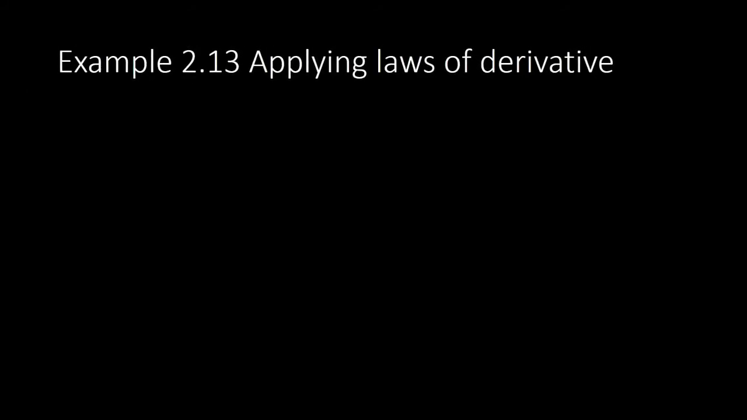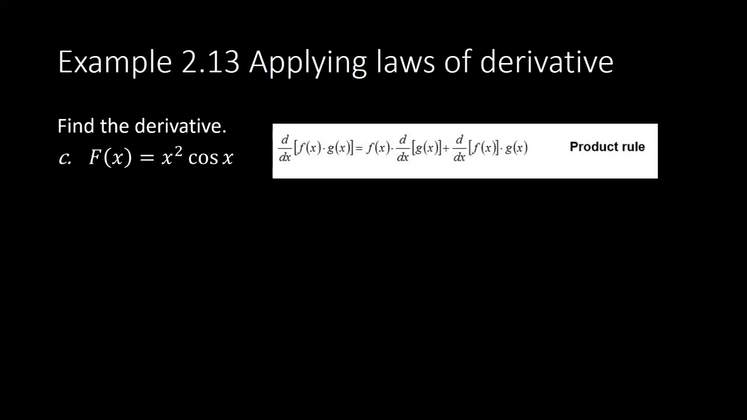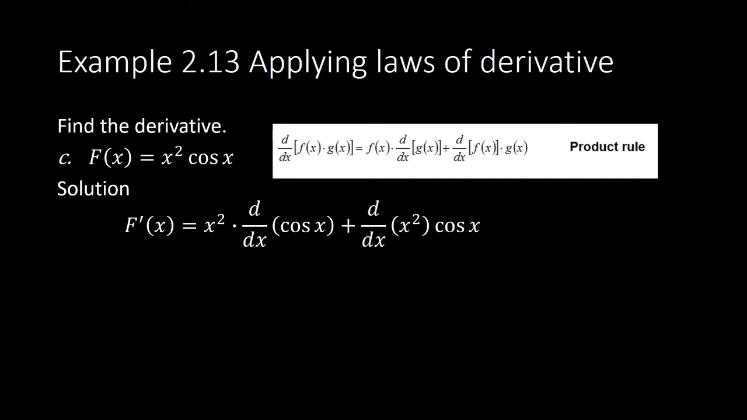Example 2.13, applying laws of the derivative. Find the derivative of this function. x squared is differentiable in the entire set of real numbers, and it's the same with your cosine function. So these two functions are differentiable, and we will apply the product rule. So f prime of x is equal to x squared, that is your f of x, times d over dx of cosine of x, plus d over dx of x squared times cosine of x.